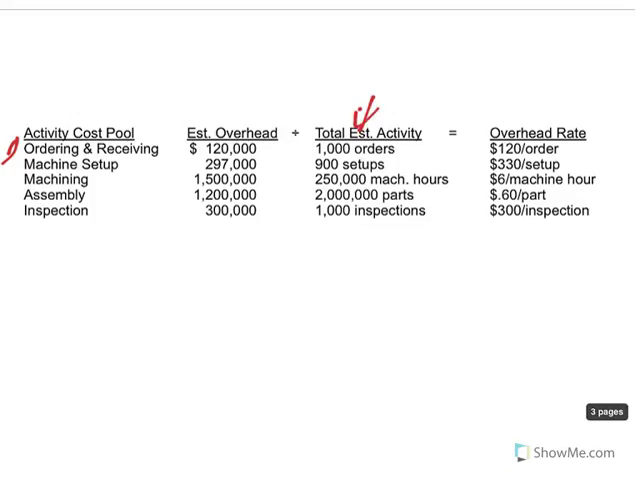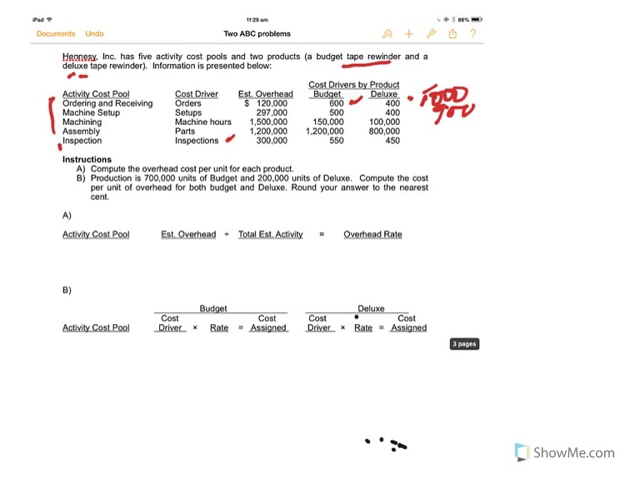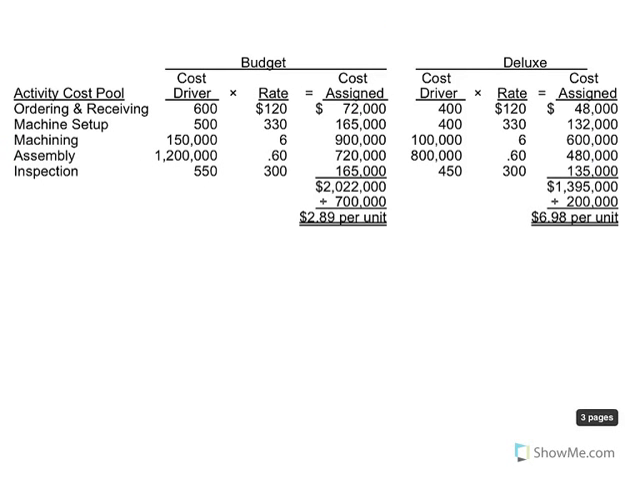The overhead's estimated and the activity's estimated, and we come up with an estimated overhead rate, which we are going to assign to each of the products at $120 per order, $330 per setup, $6 per machine hour, 60 cents a part for every part put in either one of them, and so on. So we go back now and we look at the activity consumed: 600 by budget, 400 by deluxe, 500 by budget, 400 by deluxe, and so on, and we assign them.